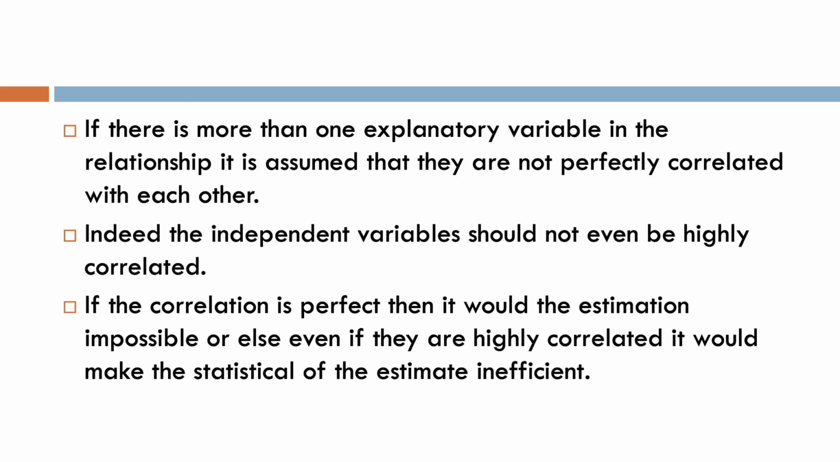If there is more than one explanatory variable in the relationship, it is assumed that they are not perfectly correlated with each other. Indeed, the independent variables should not even be highly correlated. If the correlation is perfect, then it would make the estimation impossible, or else even if they are highly correlated, it would make the statistical estimate highly inefficient.